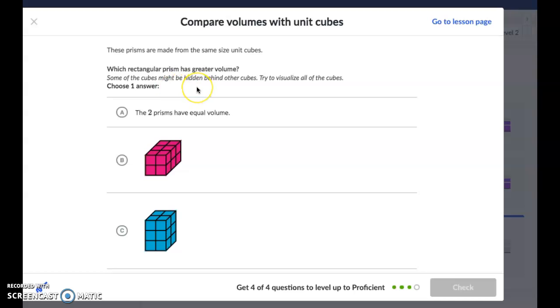Okay, again, which rectangular prism has greater volume? Length, 1, 2, times the width, 1, 2, 3. So 2 times 3 is 6, times the height, which is 2. So 6 times 2 is 12. Here, 2 times 2 is 4, times 3 is 12. So both shapes have a volume of 12. So we're going to choose that they have equal volume.